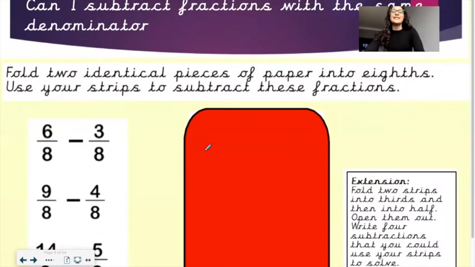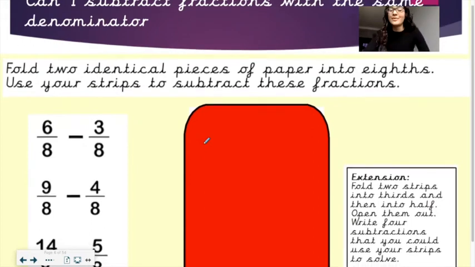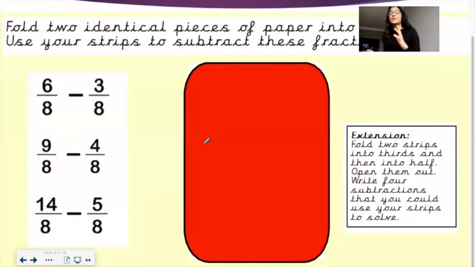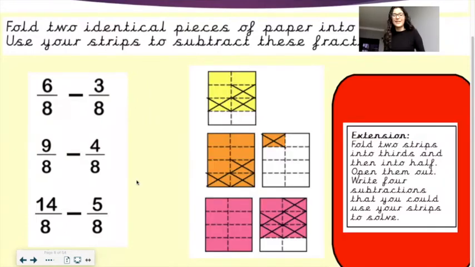Fold 2 identical pieces of paper into 8ths. So using one paper, fold it 8 times. Use your strips to subtract these fractions. So I would like for you to have a go at folding paper yourself and then using that to solve these fractions. Now, your pieces of paper should look a little something like this. So let's do this bit by bit.